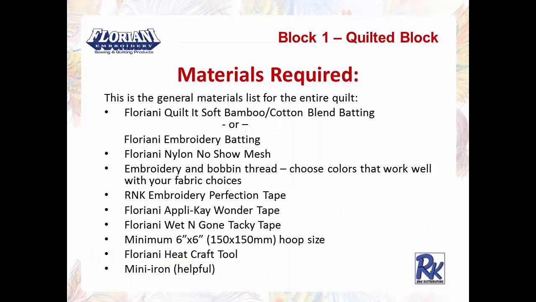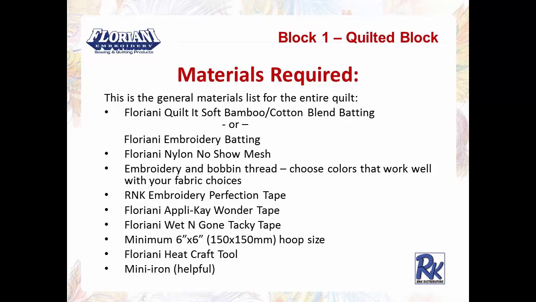So here's the general materials list for the entire quilt. You're going to need some Floriani quilted soft bamboo cotton blend batting, or you can use Floriani embroidery batting. Choice is up to you. You're going to need some Floriani nylon no-show mesh stabilizer. Color doesn't matter. You're going to need some embroidery and bobbin thread.